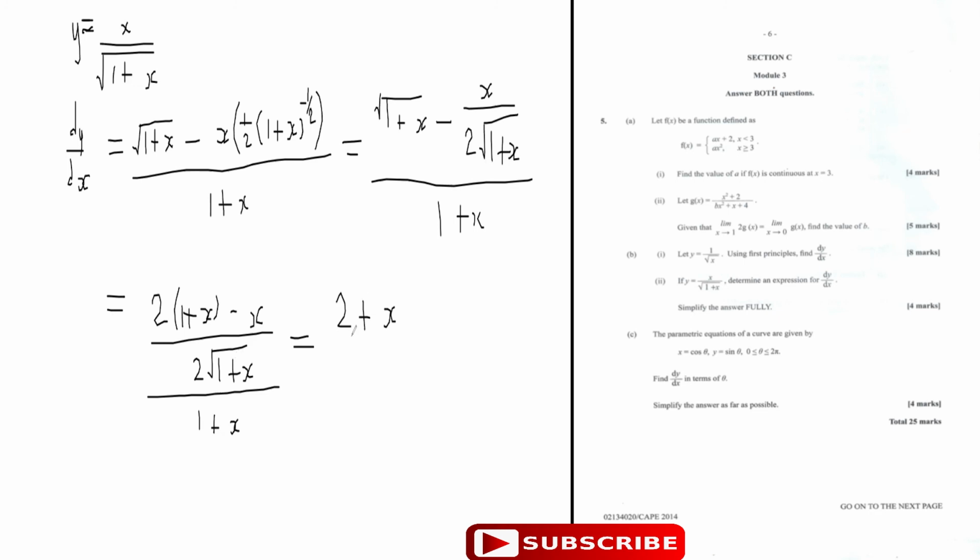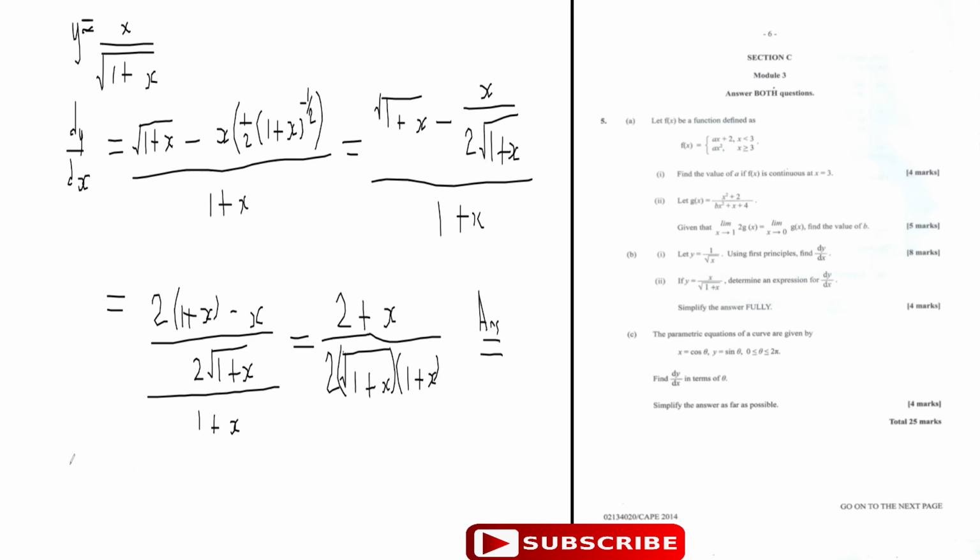So it's going to work out to be 2 plus x divided by 2 times the square root of 1 plus x times 1 plus x. Nice and easy. That's the answer: 2 times the square root of 1 plus x times 1 plus x in the denominator. Now, would implicit have been easier?